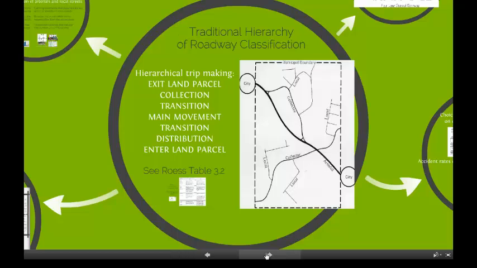Traditional roadway classification is based on the hierarchical model of trip making, where the user begins the trip by exiting the land parcel, collecting with other vehicles in transitioning to a main movement, and the main movement brings him to his destination, where he then transitions from the main movement for distribution to finally enter the land parcel of his next activity. Local streets provide the access, arterials service the main movement, and collectors are part of the transition process.